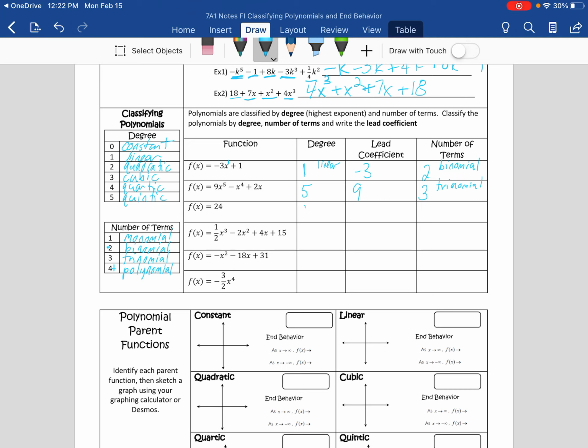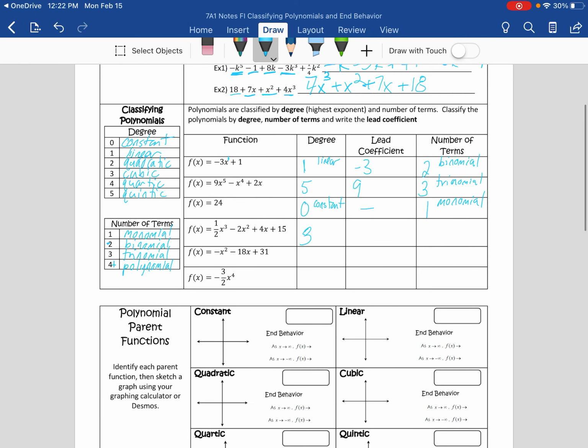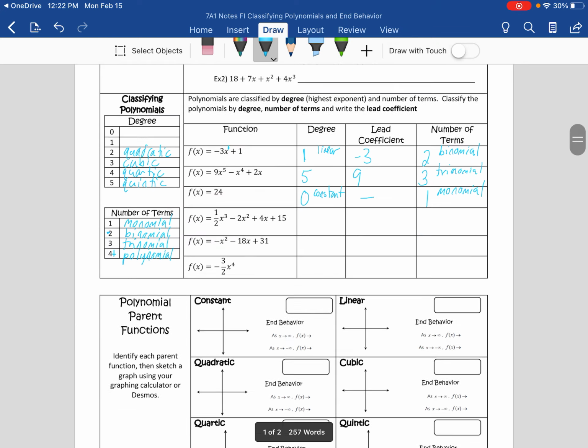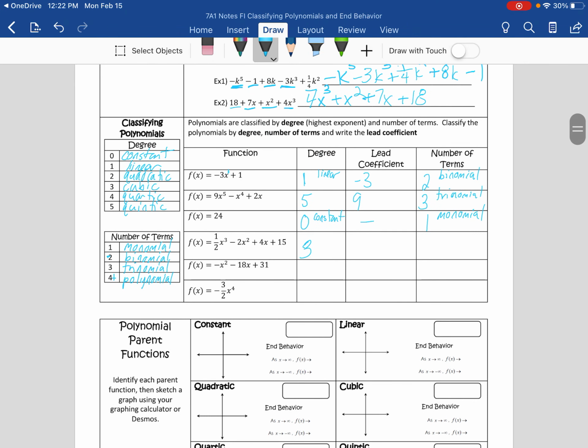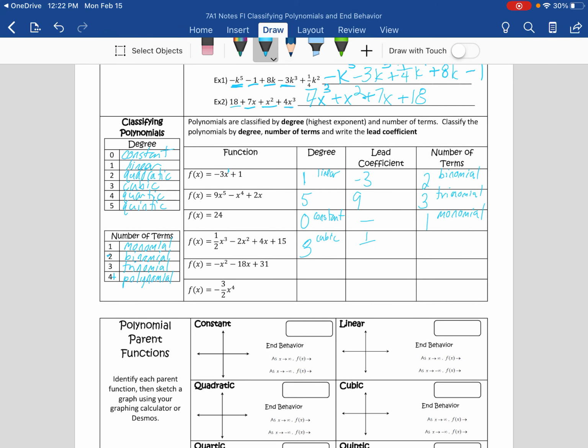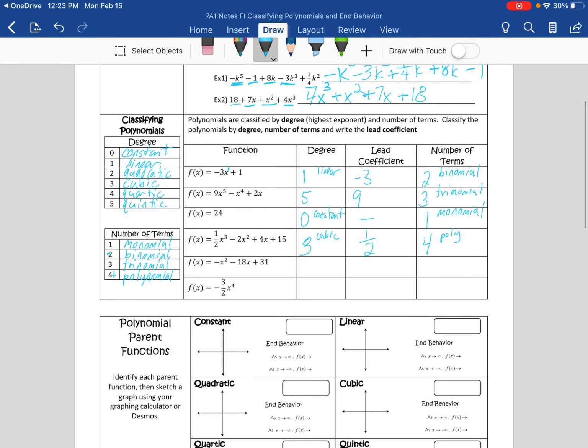Again, this is important, just knowing what anyone's talking about when we talk about a trinomial. This one here has a 0 degree. It's a constant. It does not have a lead coefficient. The number of terms is 1, so that's what I call a monomial. Okay. Next one, this is a third degree, so that's a cubic, which is just something we will refer to. Lead coefficient is 1/2. The number of terms is 4. So that's just going to be a polynomial.